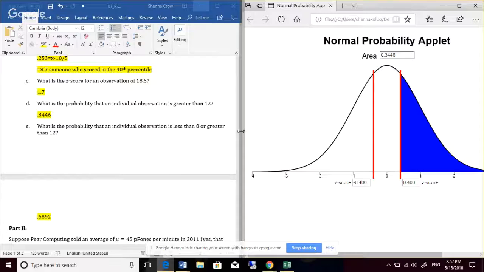Where did it go? Okay. What does it say? It's greater than, so I do the right side. Correct? 0.4. Yep. So the answer's 0.3446. Yep, that's it.